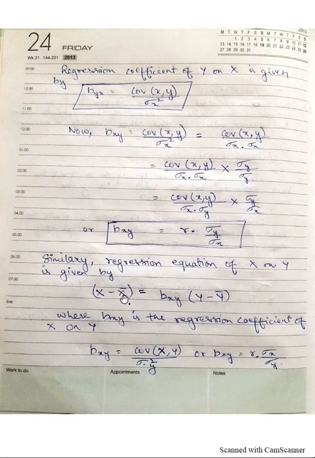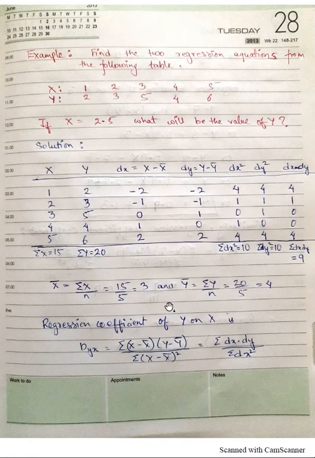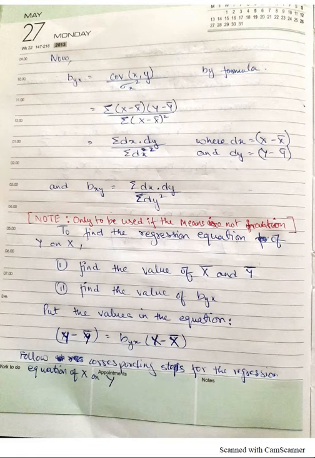In this equation, x minus x bar is equal to bxy, y minus y bar. So I know it must be very confusing for you all till now at this point. Now once we solve the example, it will be crystal clear to you.